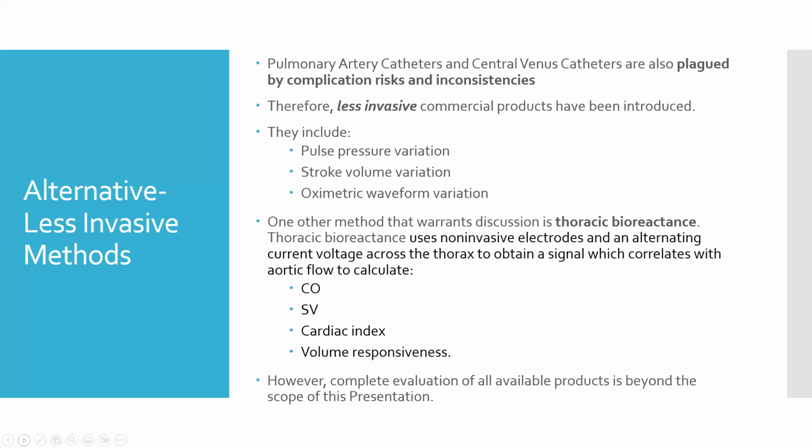Don't spend a lot of time on this, but there's one other method that warrants discussion, which is thoracic bioreactance. Thoracic bioreactance uses non-invasive electrodes and alternating current voltage across the thoracic cage in order to obtain a signal which correlates with aortic flow to calculate cardiac output, cardiac index, volume, and responsiveness. Again, more for the sake of completeness. People do not spend a ton of time on this. However, complete evaluation is beyond the scope of this.